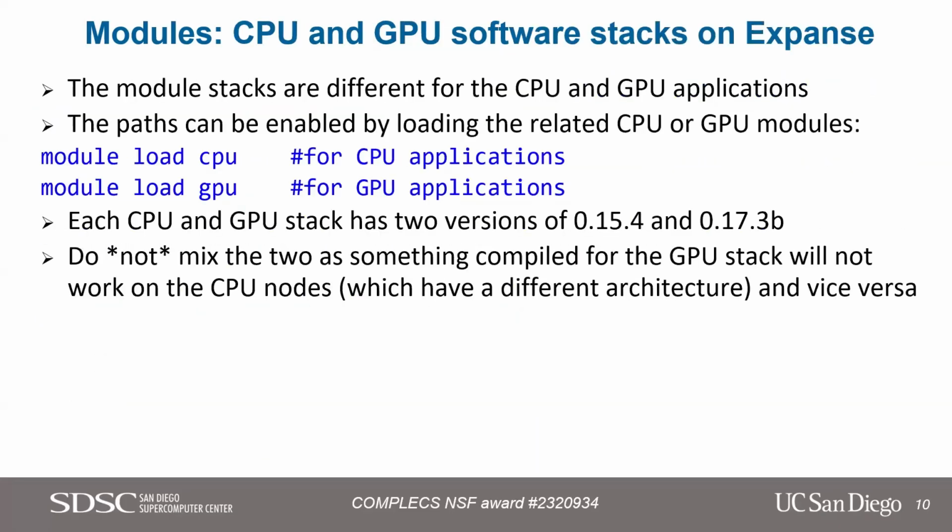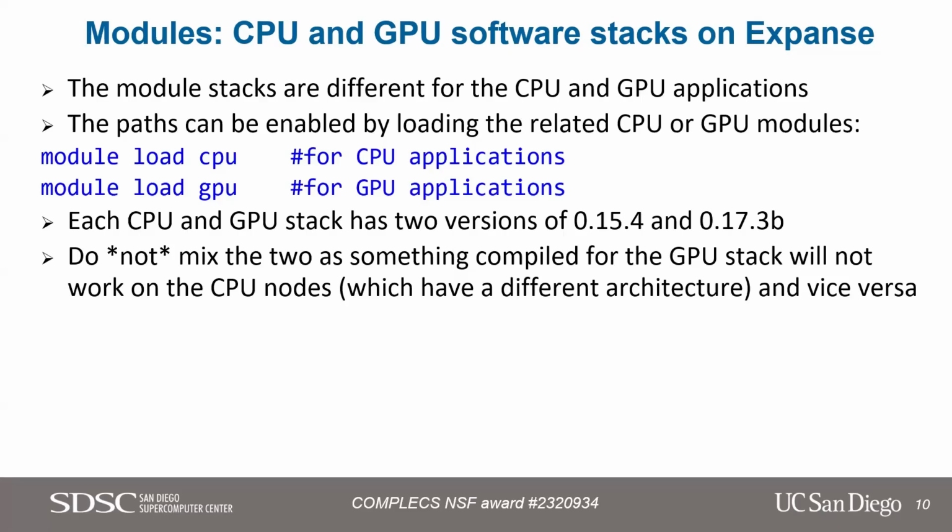And on Expanse, we have CPU and GPU software stacks. The module stacks are different for the CPU and the GPU applications. Each CPU and GPU stack has two versions, which are 0.15 and 0.17.